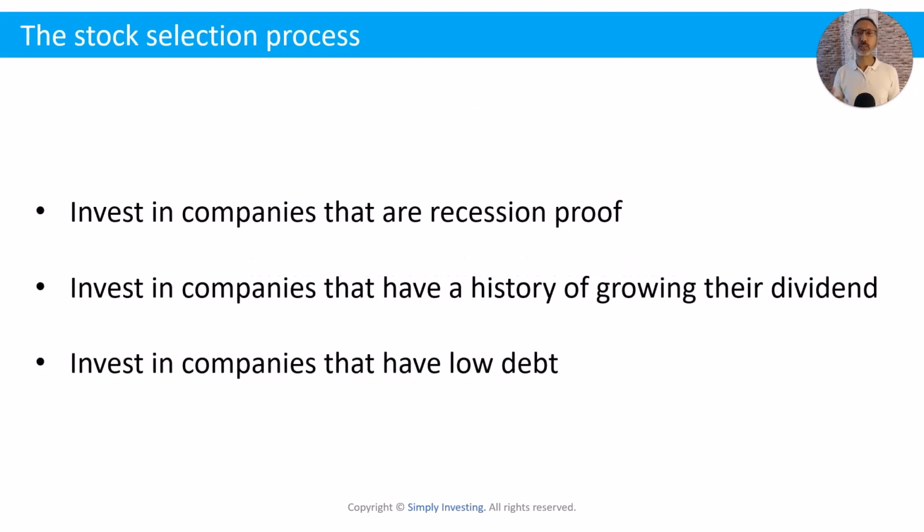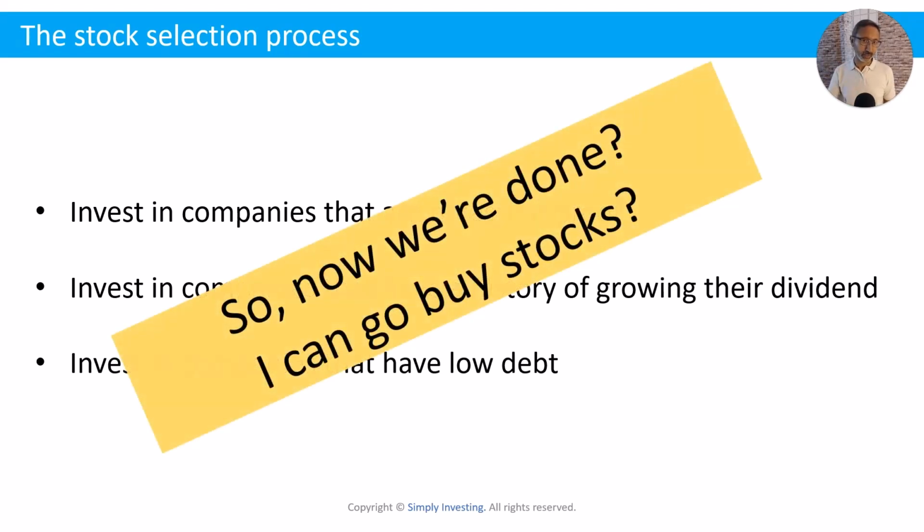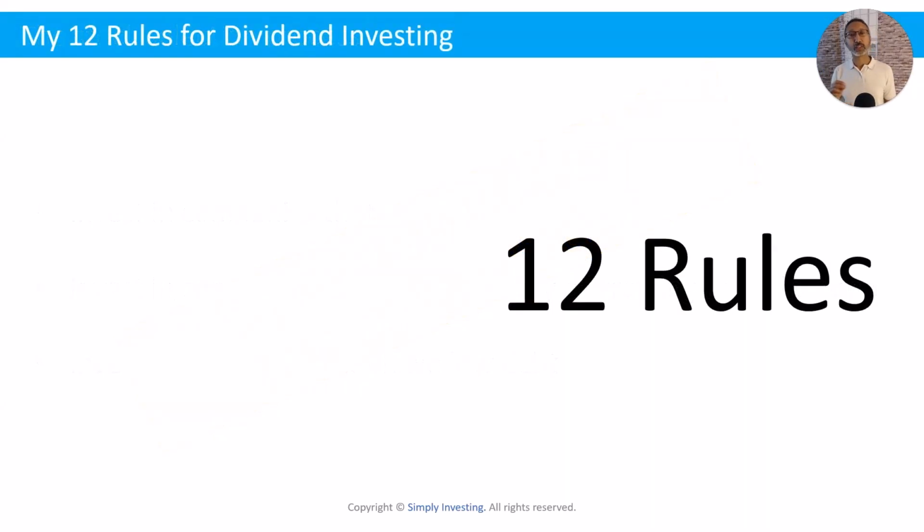So let's summarize the 3 things we looked at. You want to invest in companies that are recession-proof. You want to invest in companies that have a history of growing their dividend. And you want to invest in companies that have low debt. So does that mean that we're done? You can go out and buy any company that matches those 3 criteria? Not so fast. Not just yet. Because there's a couple of other things we need to look for.